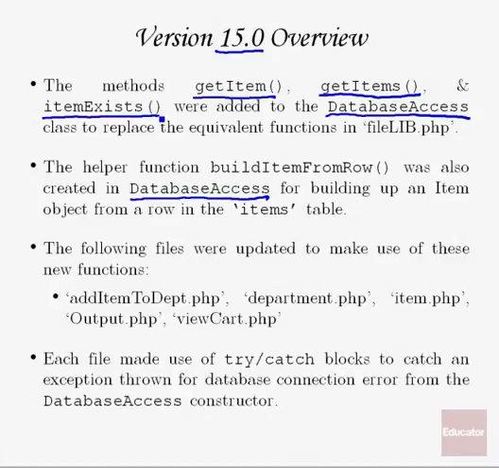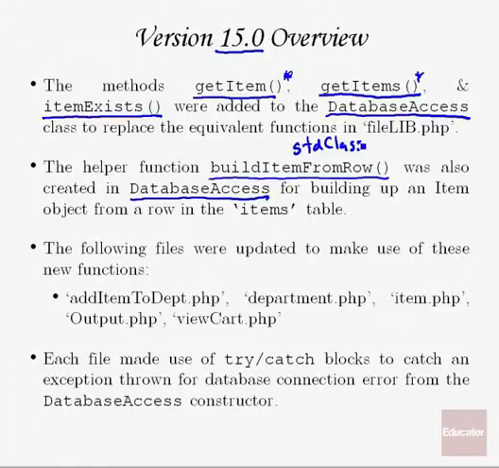One of the things that we're going to make use of in getItem and getItems is a private helper function that we've added to this database access class called buildItemFromRow. We learned in our last lesson that when we run a select query, we can call the fetch object method on the result set object that's returned from running the query, and that's going to take the current row and put it into an object form. It makes it an object of, if you remember, stdClass, which is a basic object in PHP.